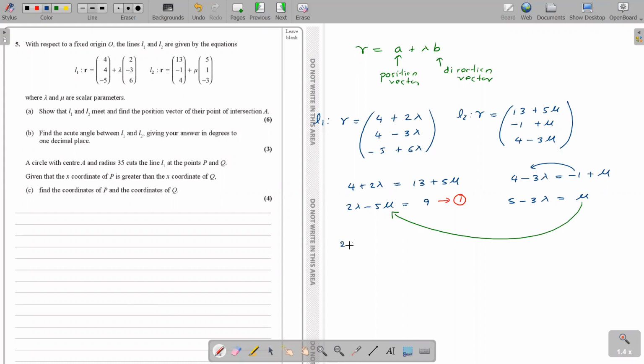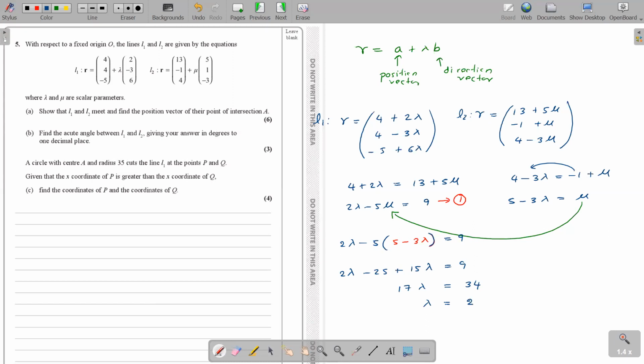Okay, what do we get then? 2 lambda minus 5 times mu, and mu is 5 minus 3 lambda, equals 9. So we get 2 lambda minus 5 into 5 is minus 25. Minus 5 into minus 3 lambda is plus 15 lambda equals 9. 2 lambda plus 15 lambda is 17 lambda. 9 plus 25 is 34. Then lambda equals 34 divided by 17, which is 2, right?